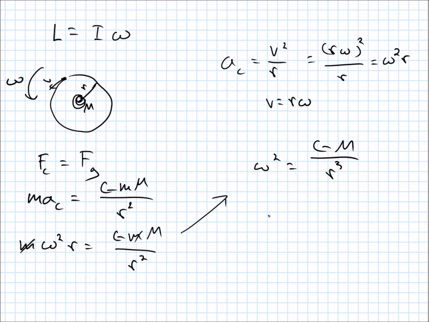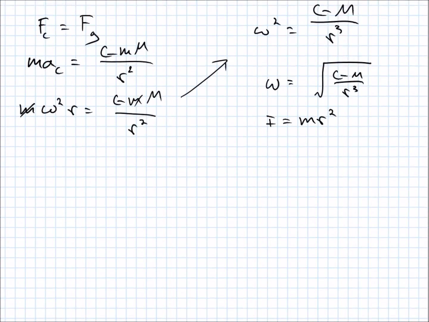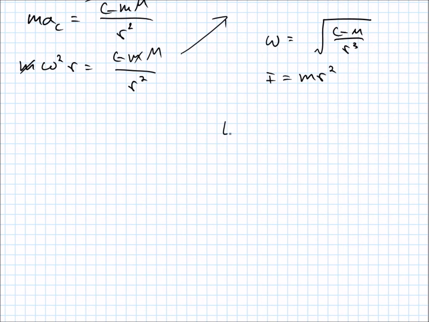And so omega is equal to the square root of GM over r cubed. So the I of this thing, if we assume that it's a pretty small mass compared to the other mass and everything with the distances that are going on, we could just consider it a point mass, and the moment of inertia of a point mass is just mr squared. And so L is equal to I omega, which is equal to mr squared for the I times the square root of GM over r cubed for the omega.